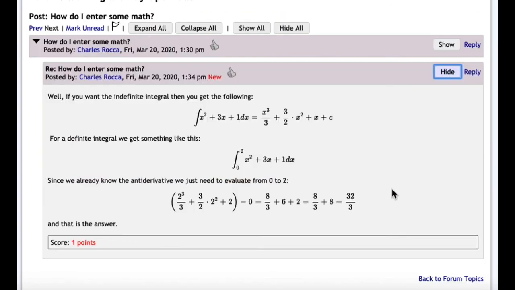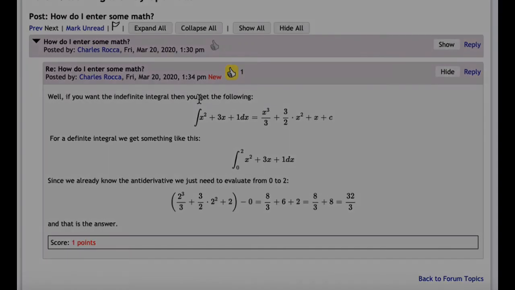Now, the person that originally posted could look at your answer and give you a thumbs up if it answered their question, or they could post a reply to your reply as a follow-up.